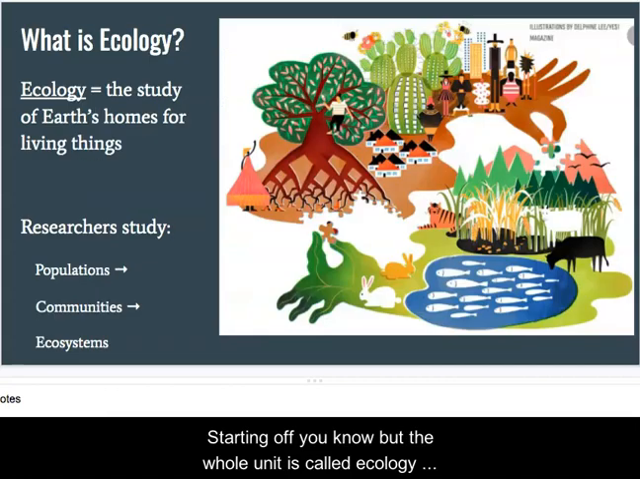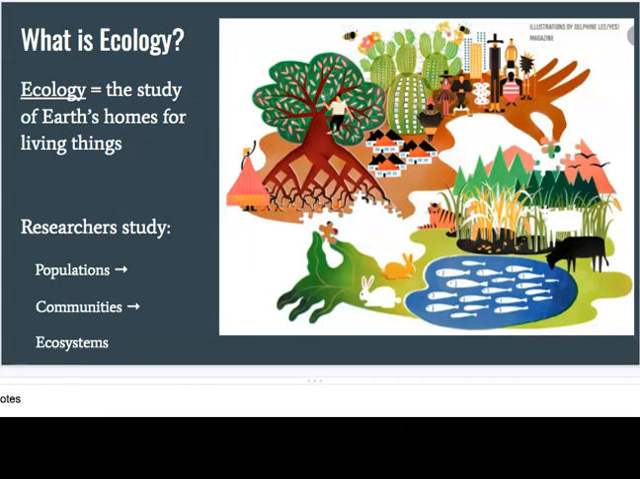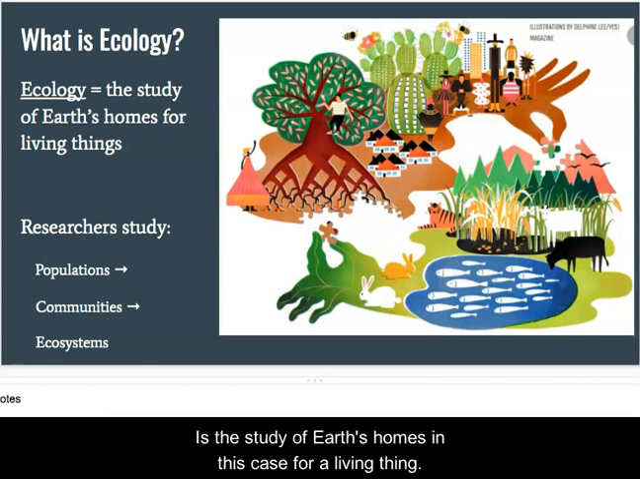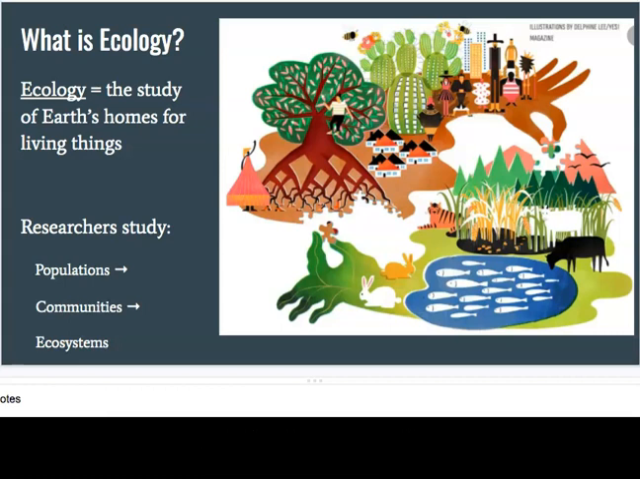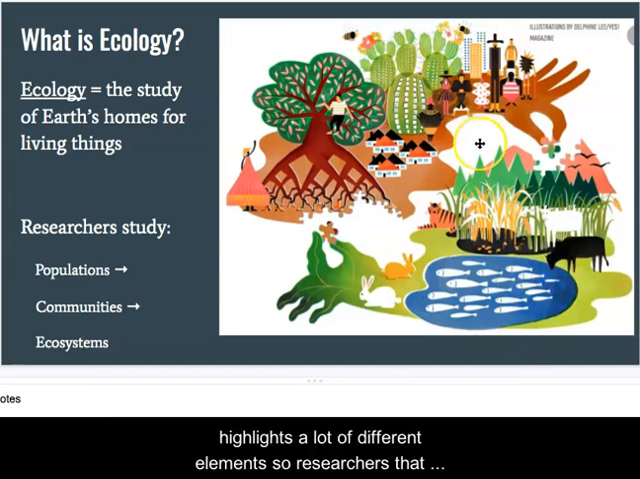So starting off, the whole unit is called ecology. What is ecology? Eco comes from the Latin word oikos, which means home. And logi means study. So ecology put together is the study of Earth's homes, in this case for living things. So you can see the picture on the right. It highlights a lot of different elements.